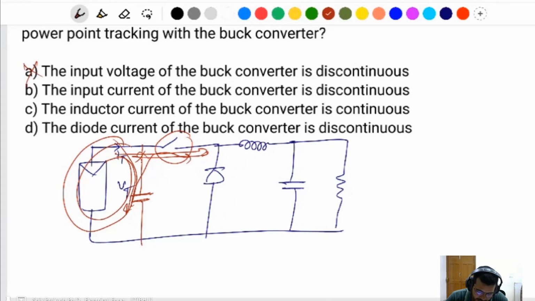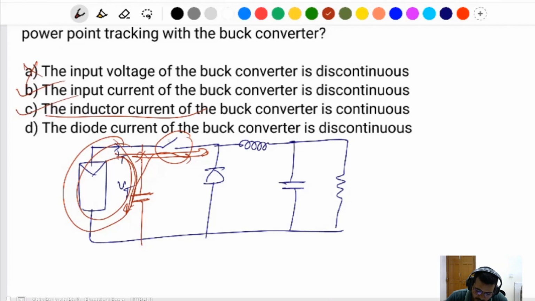Output voltage is maintained. Input voltage, sorry. The input current of the buck converter is discontinuous. Yes, this will be correct. The inductor current of the buck converter is continuous. The inductor current, yes, it's continuous conduction mode, so this will be continuous.